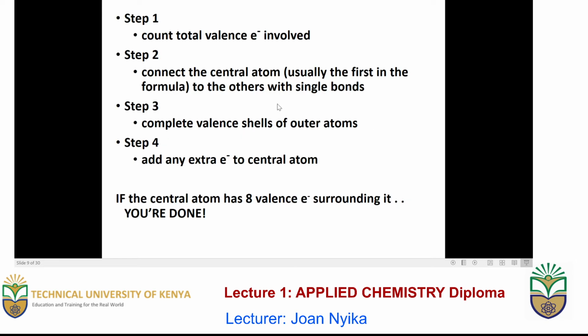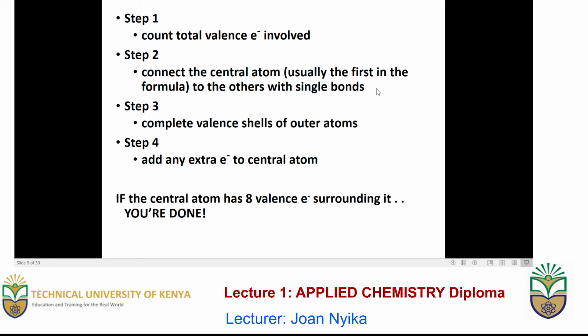There are 4 steps. Number 1, you have to count the total valence electrons involved. That is, go back to the periodic table and identify the case of carbon. Carbon is in group 4, meaning that it has 4 electrons and requires 4 more to get an octet state. So after identifying the valence electrons of the atoms involved, you need to connect the central atom to the others using a single bond.